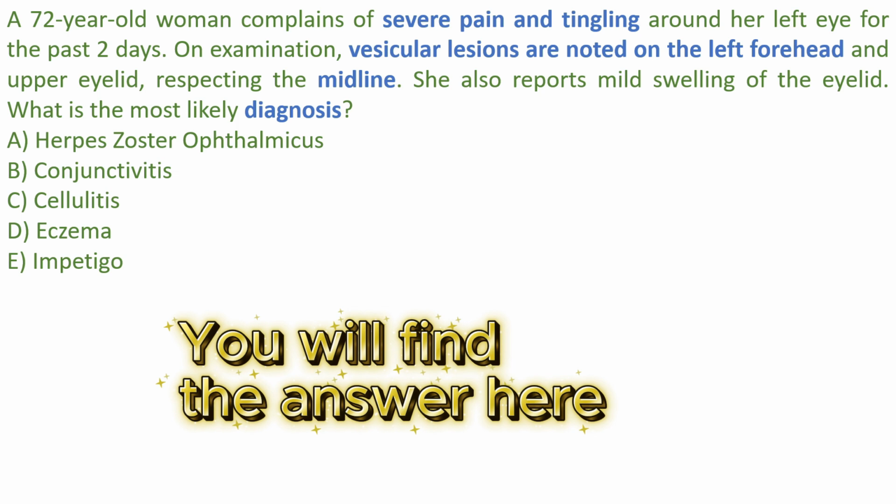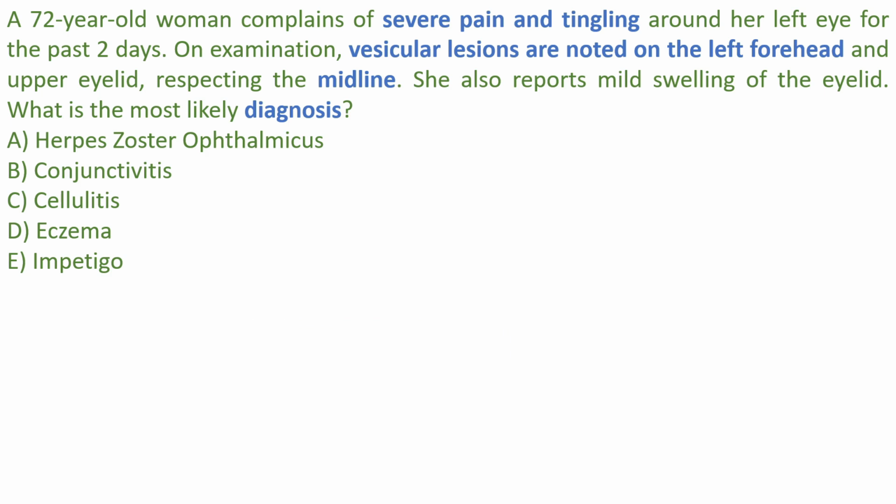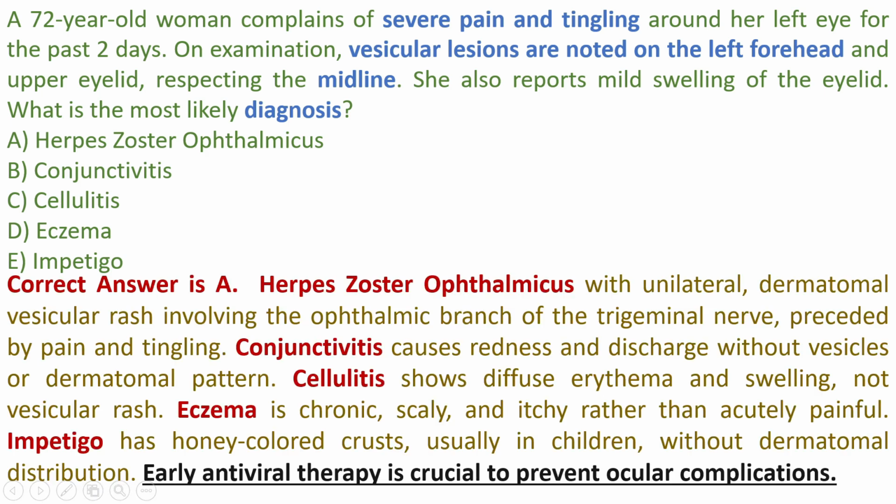A. Herpes zoster ophthalmicus. B. Conjunctivitis. C. Cellulitis. D. Eczema. E. Impetigo. Correct answer is A. Herpes zoster ophthalmicus presents with a unilateral dermatomal vesicular rash involving the ophthalmic branch of the trigeminal nerve, preceded by pain and tingling. Conjunctivitis causes redness and discharge without vesicles or dermatomal pattern.